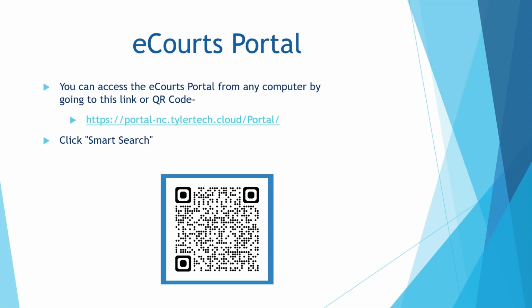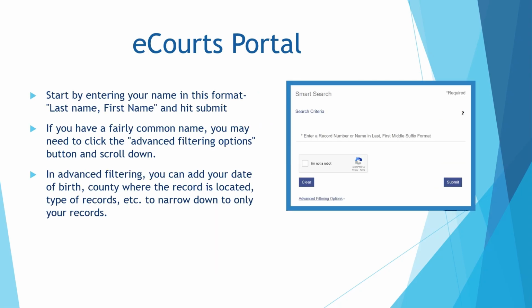So how do you get to eCourts Portal? It's a website. The link is right up there on your screen. Same way as before, you can also pause the video, get out your phone, and scan that QR code. That's going to take you to the website to access all your court records. You can also go to a nearby courthouse and use their computers, but it's going to take you to the same website as you get to from your own computer. Once you get there, the first thing you're going to want to click on is Smart Search. And so we're going to talk about how to search these records.